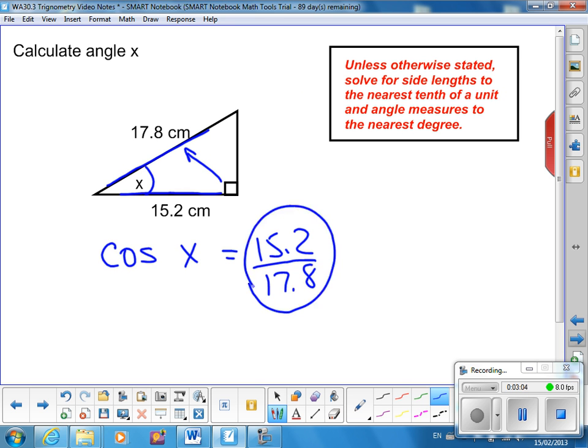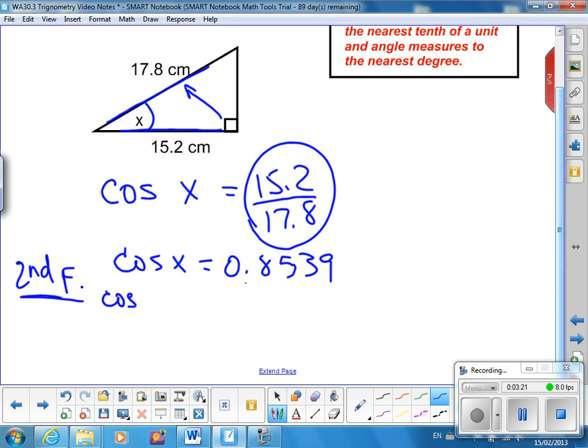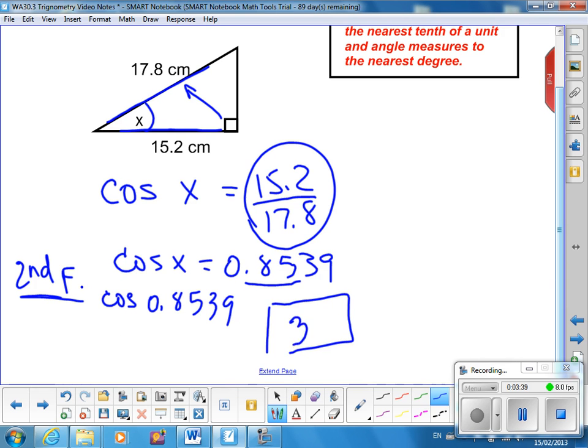Okay, first step is to turn this into 1 decimal, so you divide them to get 0.8539. And now this is where you're going to use your second function key. So you use the second function of cos. That's telling your calculator that this decimal is equal to what angle. It's asking your calculator to figure that out. So you type in second function cos, 0.8539. And what will come out on the screen will be 31, which is the degrees. So angle x equals 31 degrees.